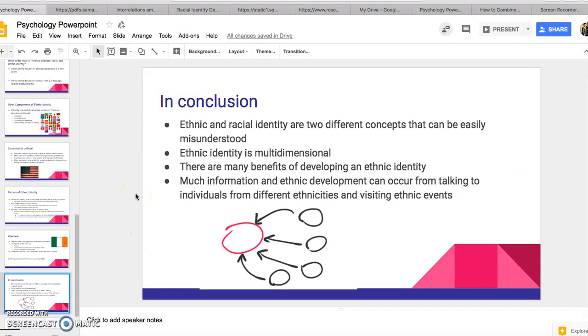Okay, and then just in conclusion, in this presentation, we learned that ethnic and racial identity are 2 different concepts that can be easily misunderstood. Some people may use the terms ethnicity and race interchangeably, but we now know that they are 2 different things and they should not be used that way. Ethnic identity is multidimensional. We learned about all those different subcategories of it. There are many benefits of developing an ethnic identity for ourselves and for other people as well. And much information in ethnic development can occur from talking to individuals from different ethnicities and visiting different ethnic events.